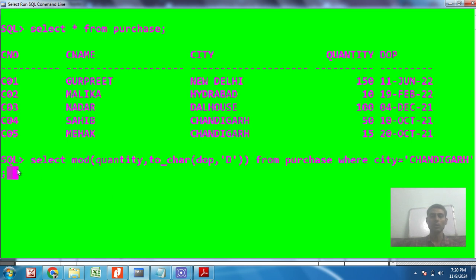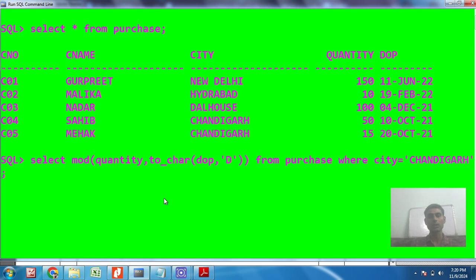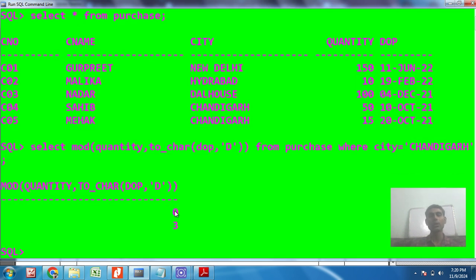This is the same question as given in the question paper: select MOD(quantity, day of DOP) from purchase where city equals Chandigarh. The answer will be 0 and 3, because 50 mod 1 equals 0. If I divide 50 by 1, the remainder will be 0, and if I divide 15 by 4, the remainder will be 3. So this is the final answer.